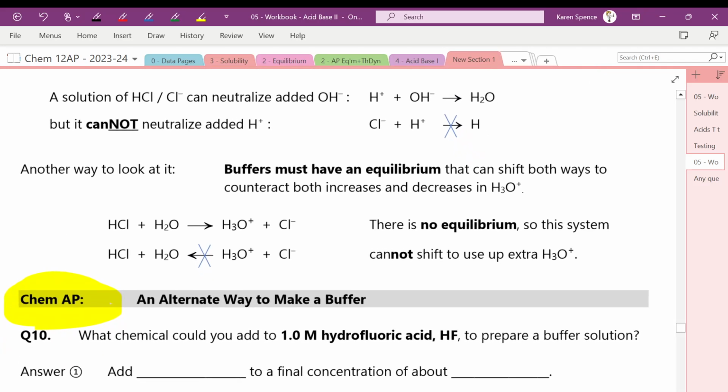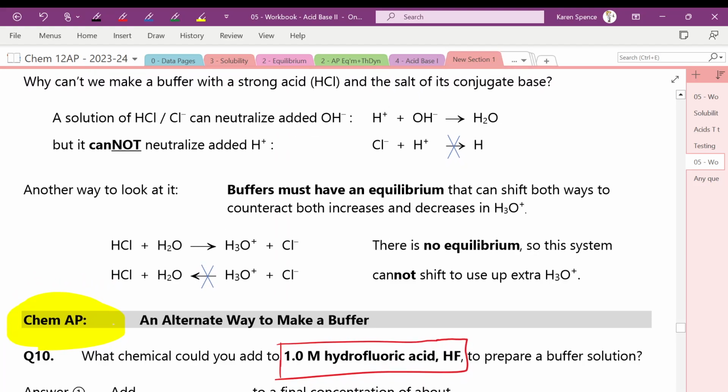Let's do this, because this requires you to think. What chemical could you add to 1 molar hydrofluoric acid, HF, to prepare a buffer solution? What chemical could you add to HF to prepare a buffer solution? Alvin: NaF, to a final concentration of about 1 molar.